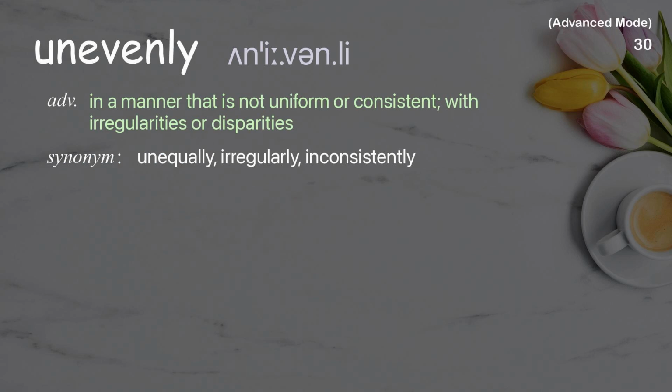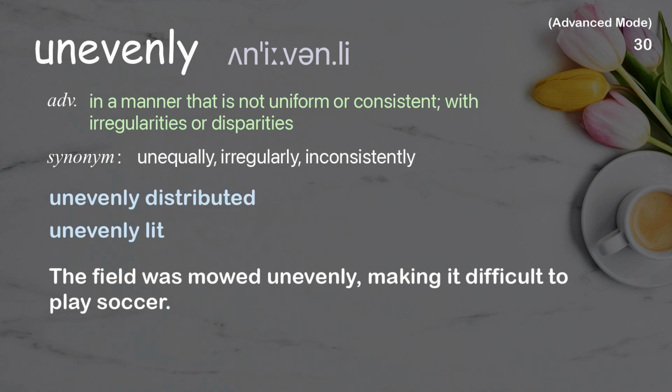Unevenly. In a manner that is not uniform or consistent, with irregularities or disparities. Examples: Unevenly distributed. Unevenly lit. The field was mowed unevenly, making it difficult to play soccer.